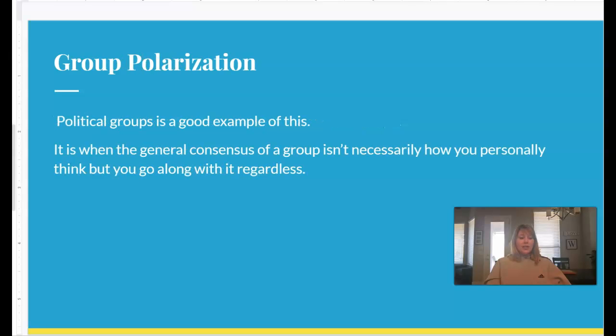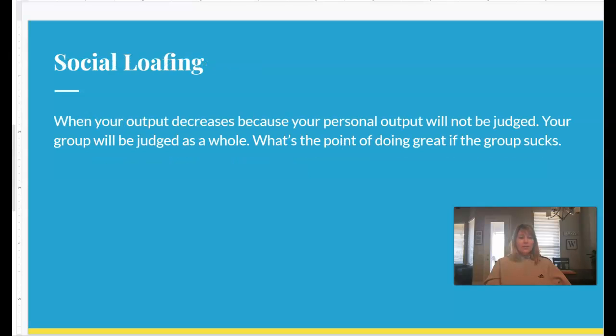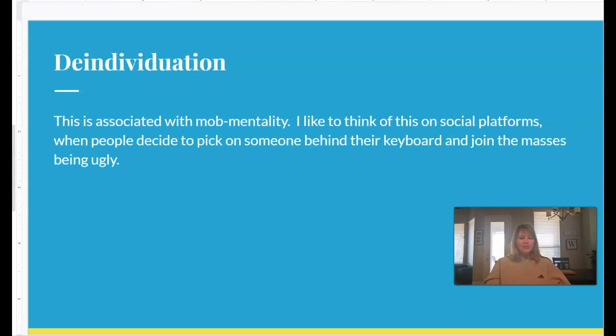Group polarization, political groups are a good example of this. Social loafing, when your output decreases because your personal output will not be judged. Your group will be judged as a whole, so you kind of slack off. Deindividuation, this is associated with mob mentality.